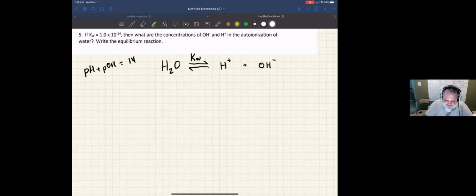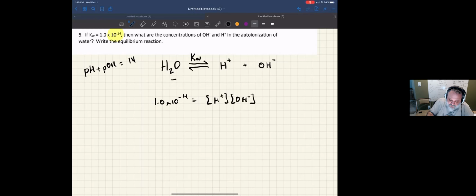And so where's this 14? Look, here it is right there. It's just the difference between having that expressed as a log or not. And so when we say that the equilibrium constant for Kw is equal to 1.0 times 10 to the negative 14, we mean the product of the OH concentration and the H plus concentration is equal to that value.